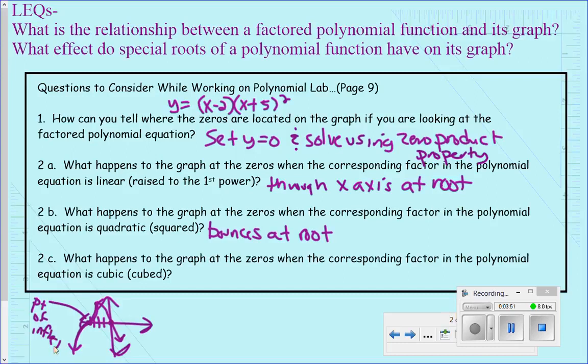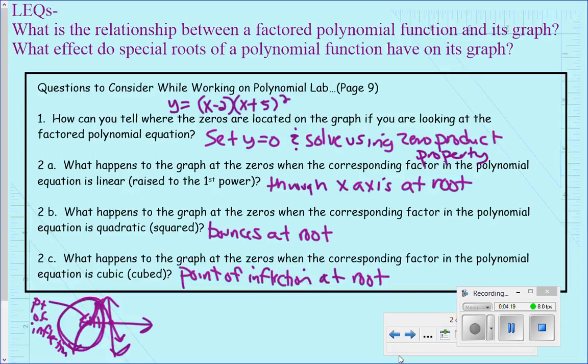And we talked about that last week. So if I look at just this piece of the polynomial, not the whole polynomial, but just that piece, it looks like it's cubic, and it looks like it's cubic because there's that point of inflection. So what happens? You'll have a point of inflection at the root.